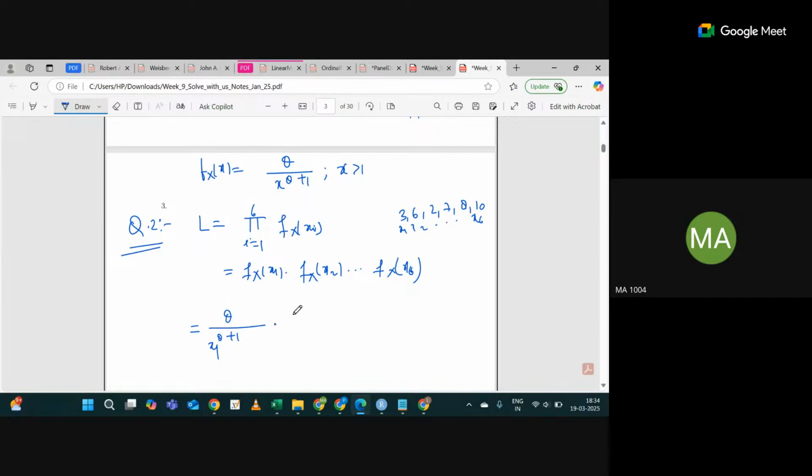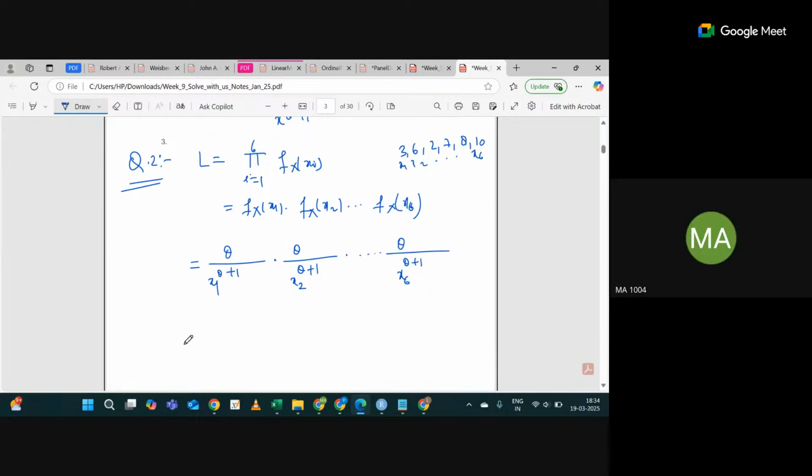Yes or no? Yes, sir. Into theta divided by x2 raised to power theta plus 1. Yes, sir. And similarly till theta divided by x6 raised to power theta plus 1. Yes, sir. So what are the things we are getting? Can I write theta raised to power 6 divided by x1 raised to power theta plus 1 into x2 raised to power theta plus 1, and so on, x6 raised to power theta plus 1?